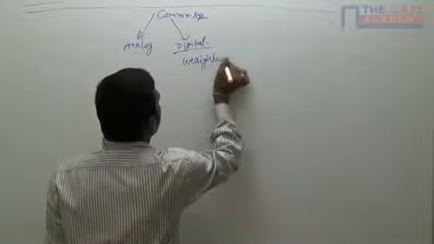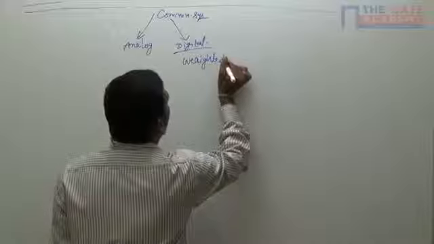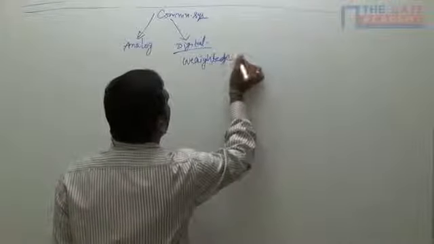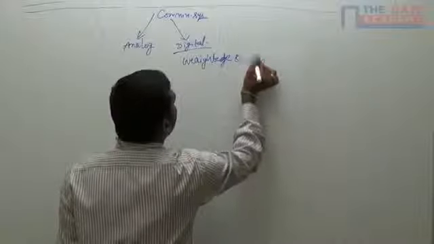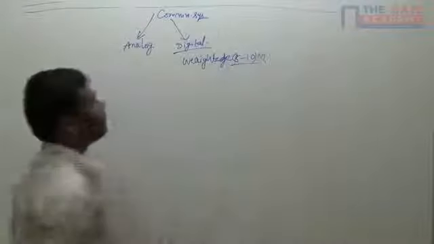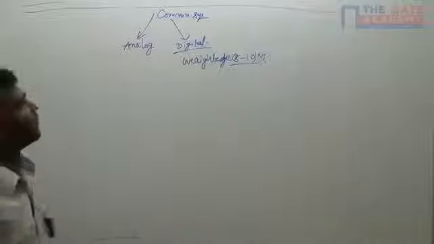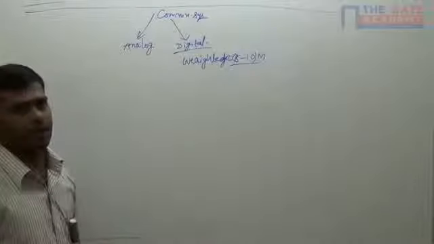And mainly, the weightage of this communication system in the GATE examination is 8 to 10 marks. So 8 to 10 marks is the weightage of communication systems from the GATE point of view.